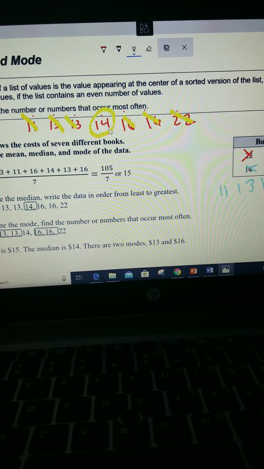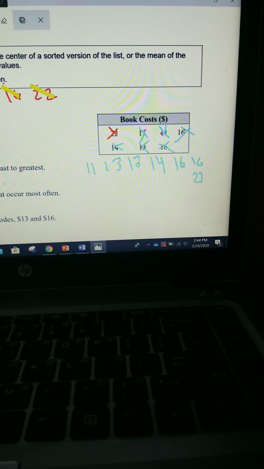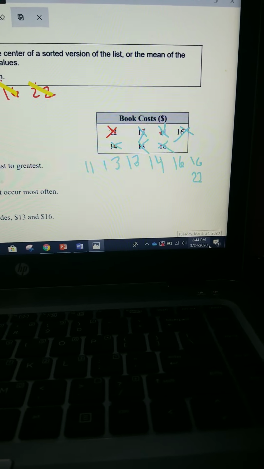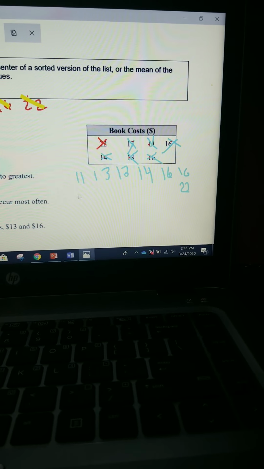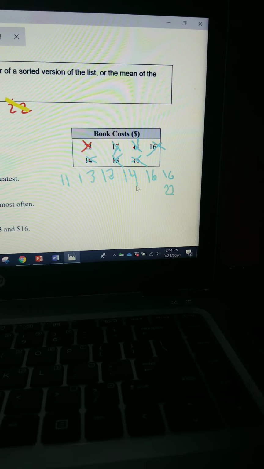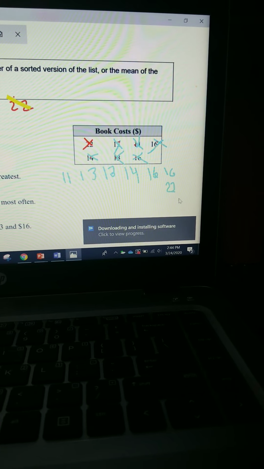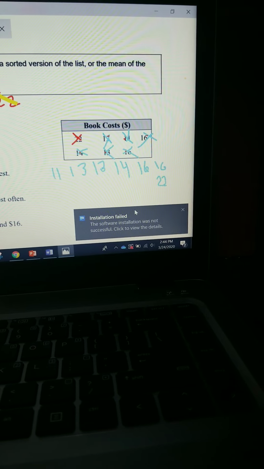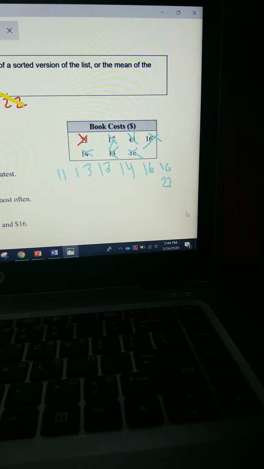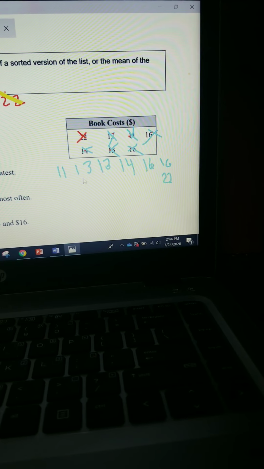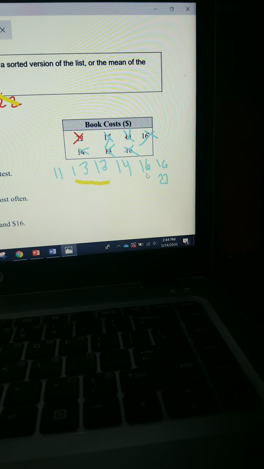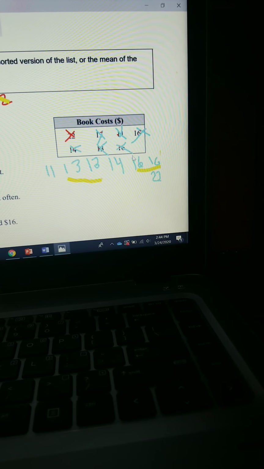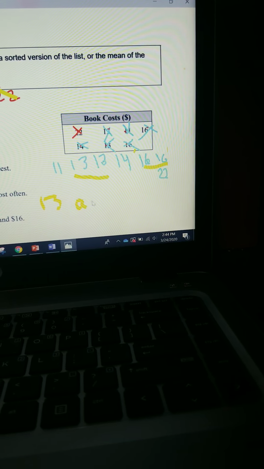All right, and now let's look at the mode. We can go back to this set of data over here. The mode is the number that we see the most often. So I see 1 11, 2 13s, a 14, 2 16s, and a 22. So the mode is the number that's there the most. You can have more than one mode, you can have no mode, or you can have exactly one mode. In this case, there is the same number of 13s as there are 16s. So our mode is 13 and 16.